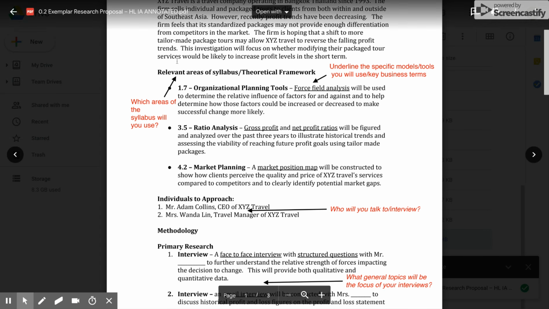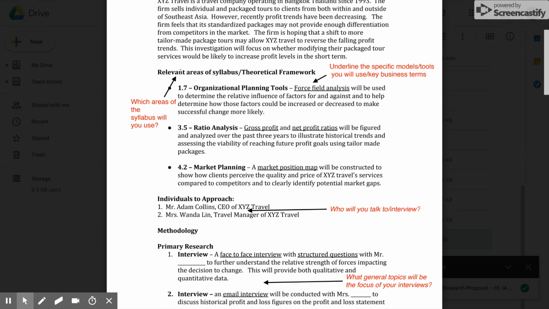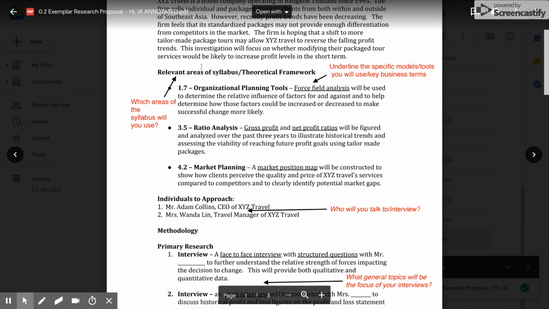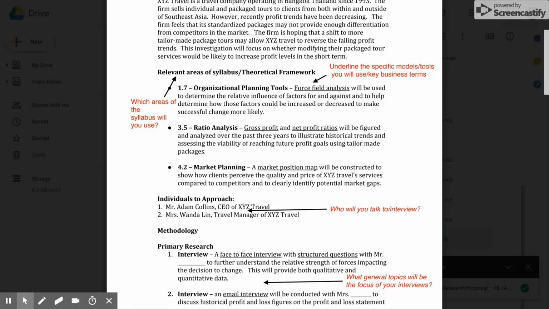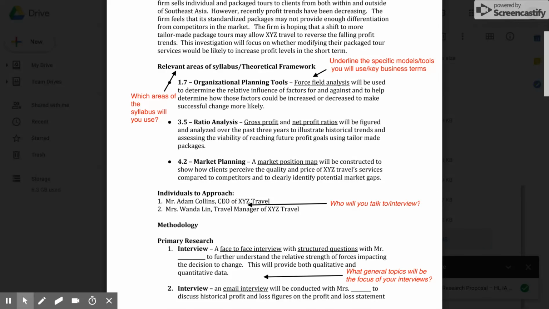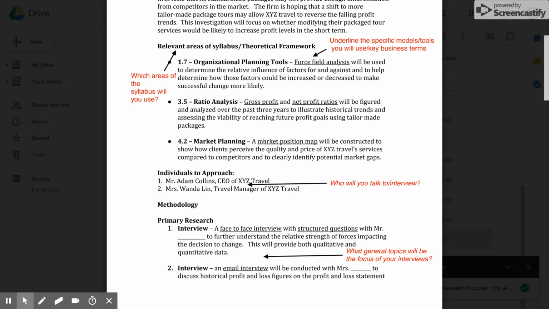Moving on down, you have the relevant areas of the syllabus. So these are the particular parts from the business management curriculum, or syllabus, excuse me, that you'll be basing most of your IA on. So most of the theories, the tools, the techniques come from these areas. In this case, the student has selected 1.7, 3.5, and 4.2, and they've listed in short order some of the major things that they will be taking from that section of the syllabus. And in this case, force field analysis, they've underlined the word to indicate that this is one of the TTTs that they'll be using. And same for ratio analysis and market planning.